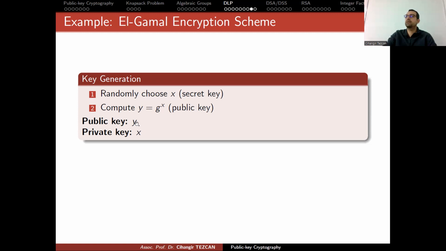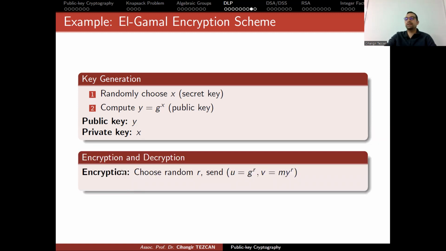So you give y to everybody, and when somebody wants to send you a message M, they do the following. They choose a random R. They calculate the following two values: R power of G, and their message multiplied by R power of Y, which is your public key. They send you U and V. The decryption works like this. You receive this U and V and multiply V with U to the power minus X, where X is your private key. And we claim that this is equivalent to M.